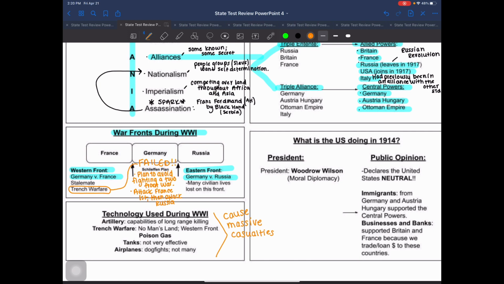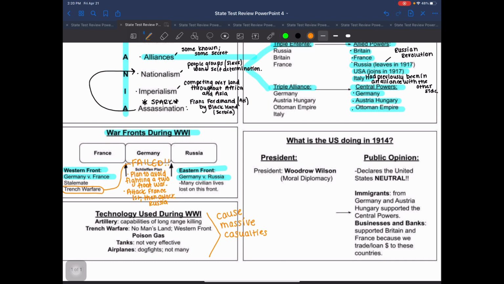All right. So the question is what was the United States doing in 1914? Remember, this is the year that war broke out in Europe. Well, what are we doing? We're not in Europe. We're over here in North America. Okay. We're literally in a whole other hemisphere. So our president, Woodrow Wilson, remember him. His foreign policy was moral diplomacy. Remember, that's where he does not plan on aiding or trading with any country that is not a democracy.